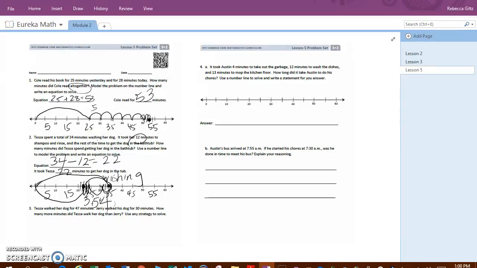All right, the next one. Tessa walked her dog for 47 minutes. Jerry walked his dog for 30 minutes. How many more minutes did Tessa walk her dog than Jerry? Use any strategy to solve. That's exciting when you get to use any strategy. I'm going to use a number line because that's what we're practicing.